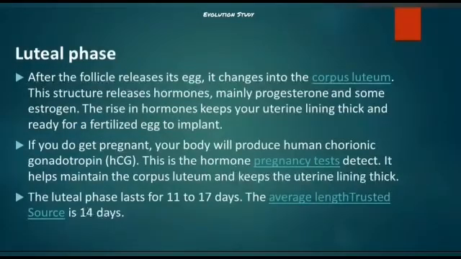Now, what happens in the luteal phase? After the follicle releases its egg, it changes into the corpus luteum. This structure releases hormones, mainly progesterone and some estrogen. The rise in the hormones keeps your uterine lining thick and ready for a fertilized egg to implant. If you do get pregnant, your body will produce human chorionic gonadotropin (HCG).